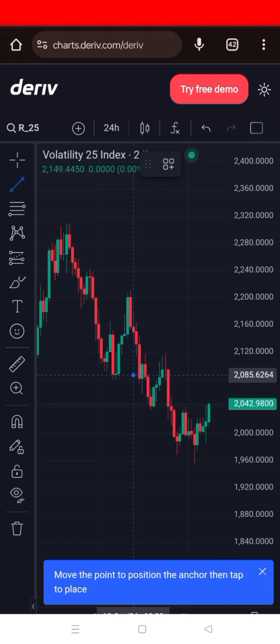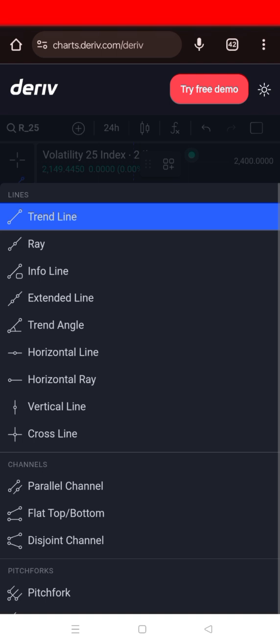And you know it's very difficult to enter on a 1 minute candlestick, but I will be showing you how to spot such sniper entries. So this is Volatility 25 Index, and as I say, it represents daily candlesticks, each daily candlestick being 24 hours. So we will first be talking about how to identify the trend lines.